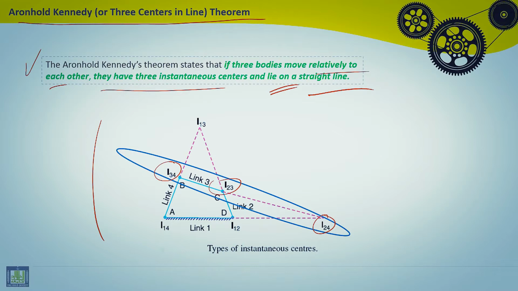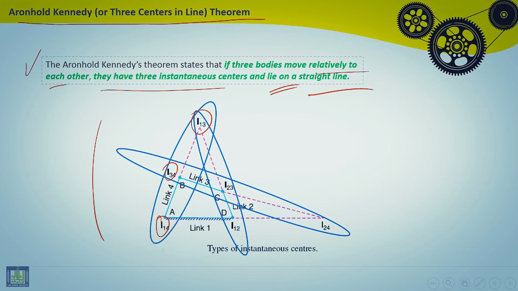Okay, same condition and same example for I12, I23, and I13. Also, we can see the same for I14, I34, and I13. All three are on the same straight line.